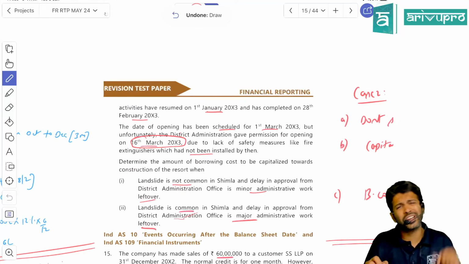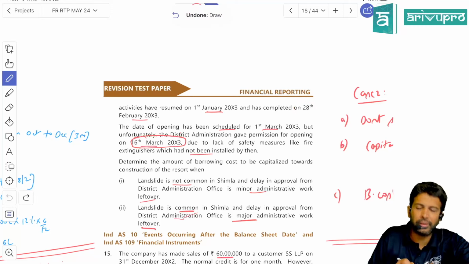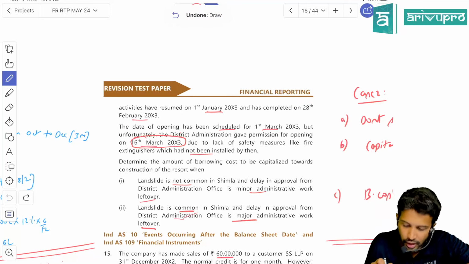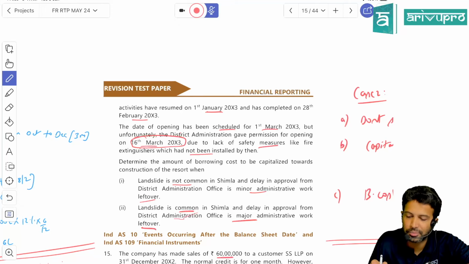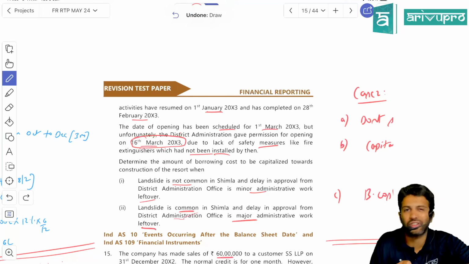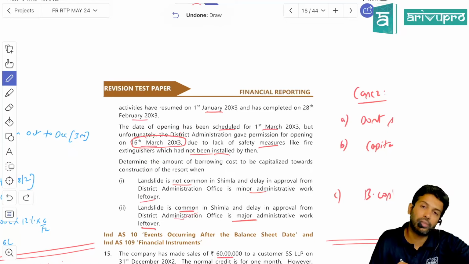Okay. What is substantially complete? You need to analyze from a case-to-case basis. So here that substantially completed may mean 28th February or it could be 16th March. The question will provide that, we'll see. Okay, due to some lack, they delayed the approval to 16th March because they feel there is some lack of safety measures, like fire extinguishers and all, which we had to install, which we did not install. That's the reason they gave us the permission to operate only from 16th March.